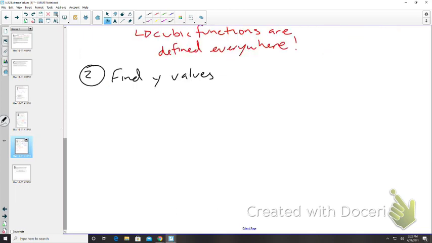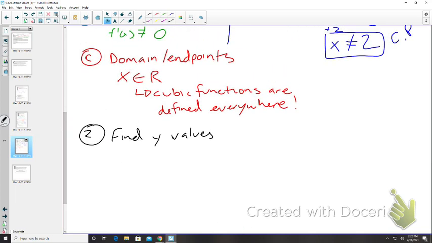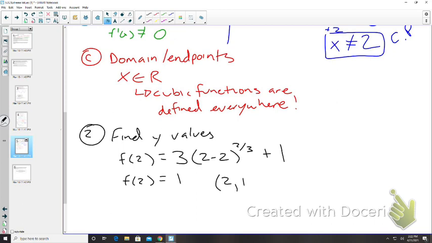So our critical point, we had f of 2, and this goes into our original function, right? So 3 times (2 minus 2) to the 2/3 plus 1. So f of 2 is equal to 1, therefore we have a point at (2, 1).